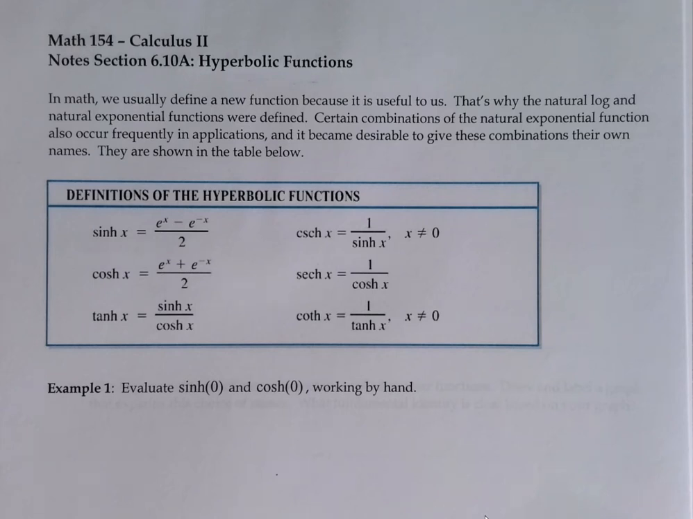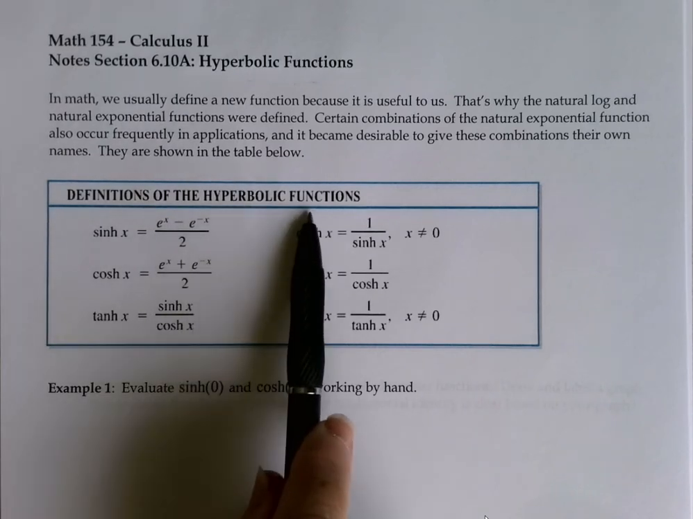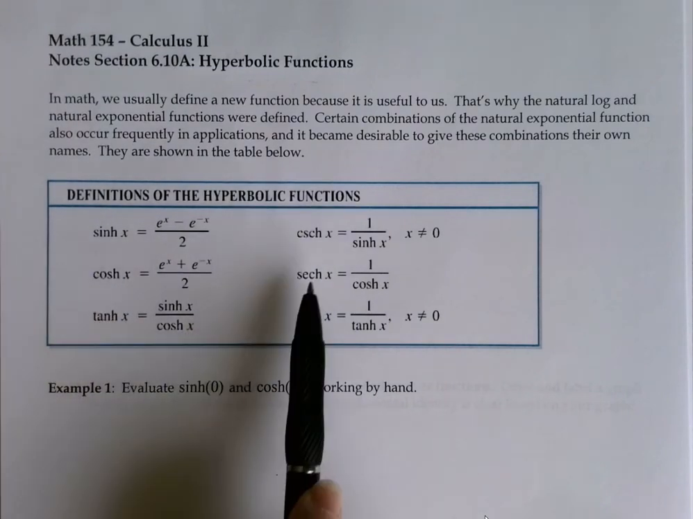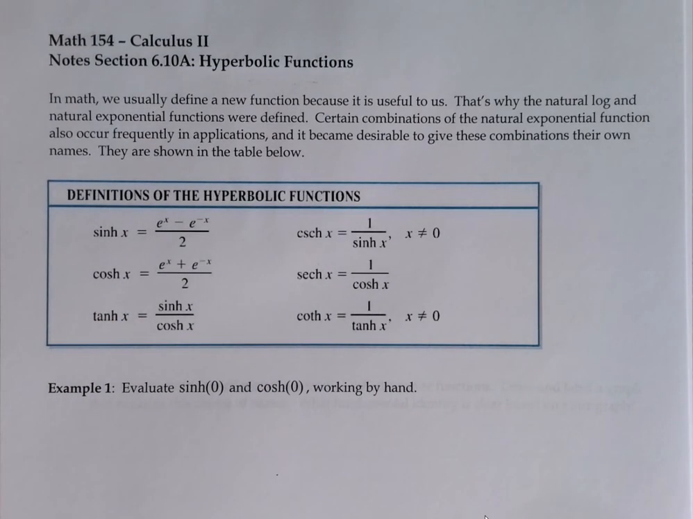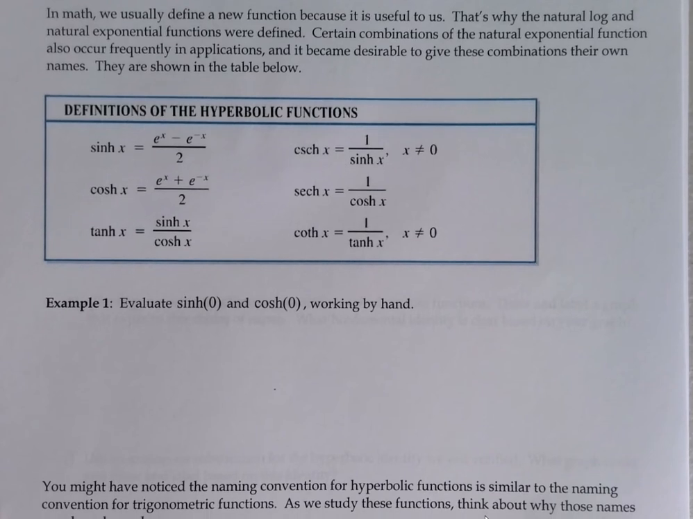Certain combinations of natural exponential functions also occur very frequently in applications. And when something happens a lot, it's nice to give it a name so that we can refer to it easily without writing out a complicated formula. The specific ones we're talking about right now are what are called the hyperbolic functions. And you'll notice that the naming convention is very similar to the naming convention for the trig functions. That might seem odd, and we'll talk about that a little bit later on, but we're going to find out that there are a lot of similarities between the way these functions behave and the way the trig functions behave. So the naming convention was natural for that reason.